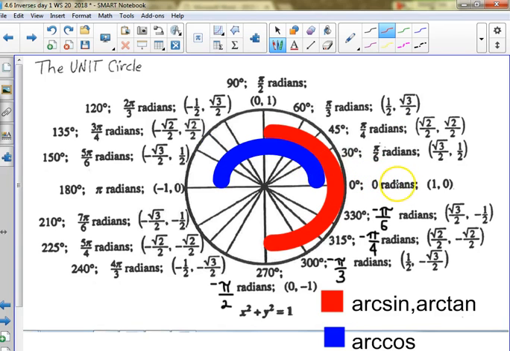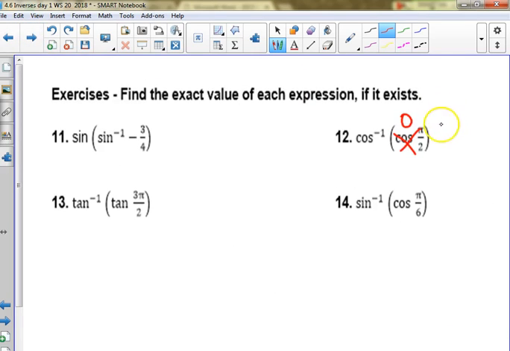What angle has a cosine, we're in blue now, of 0? Pi over 2 or 90 degrees, we have to answer. Okay. These did undo each other, right? But they don't always.